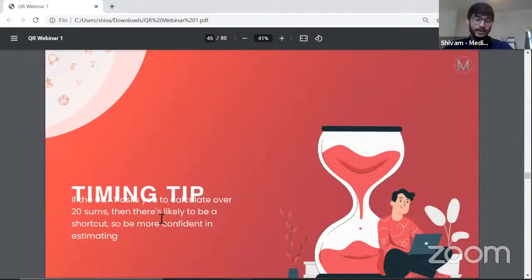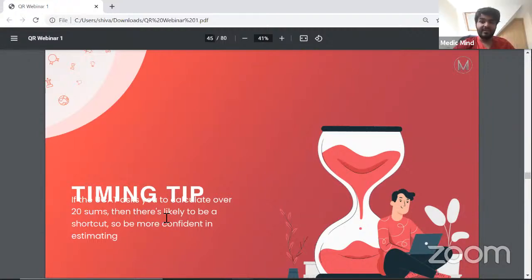So let's move on to the next one. Again, sorry about the writing there. It's a bit muddled, but a big timing tip in the UCAT exam is that if you need to calculate over 20 sums, then there's likely to be a shortcut. So if you need to calculate, I'd say, Ashir, more than 10 sums, there's surely a shortcut somewhere, isn't there? There's surely some way to make things more efficient for yourself.